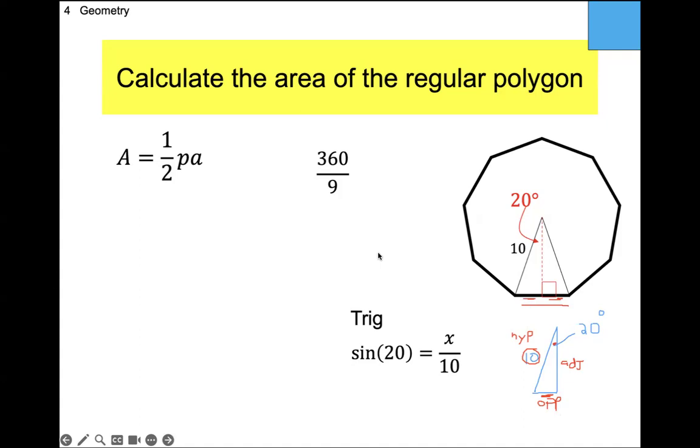All right, let's see. So sine 20 is equal to the opposite over the hypotenuse. Looks like to solve for x, we multiply both sides by 10. So 10 sine 20 is what I type into my calculator.